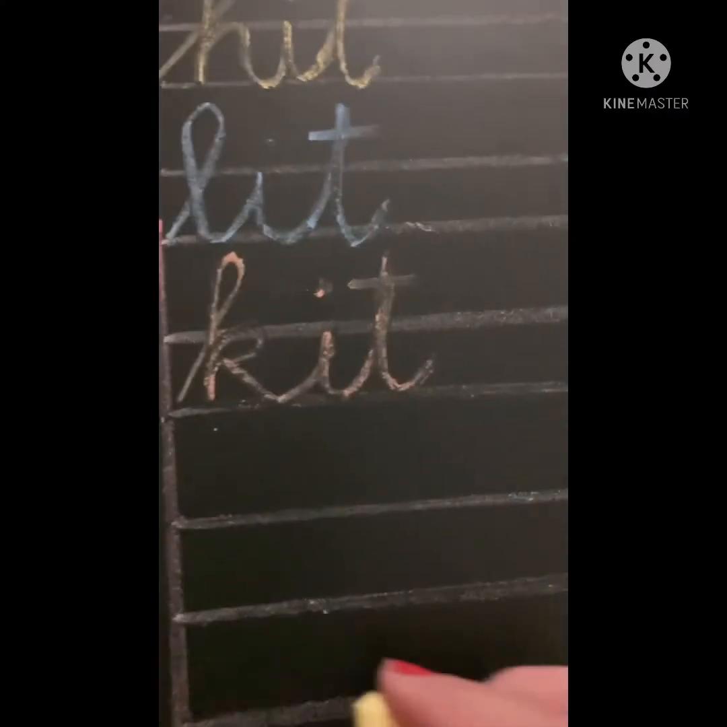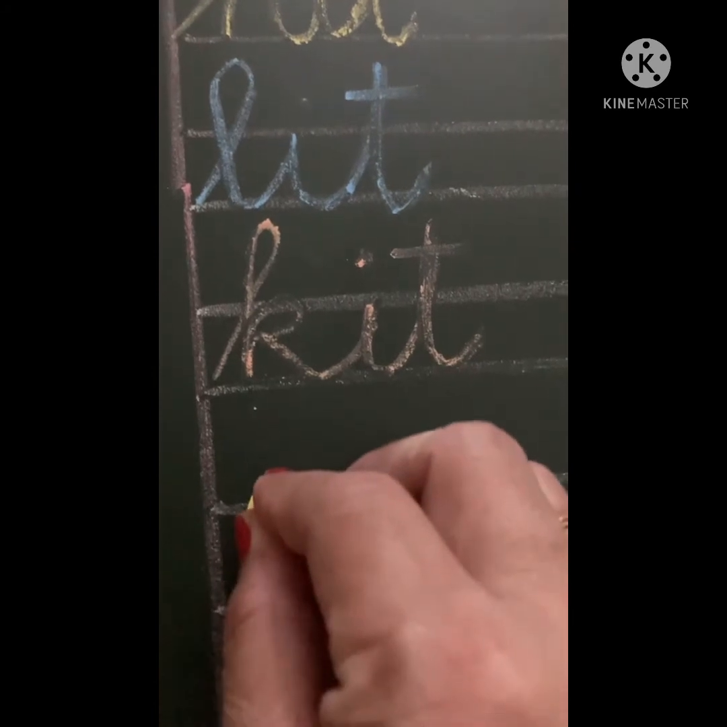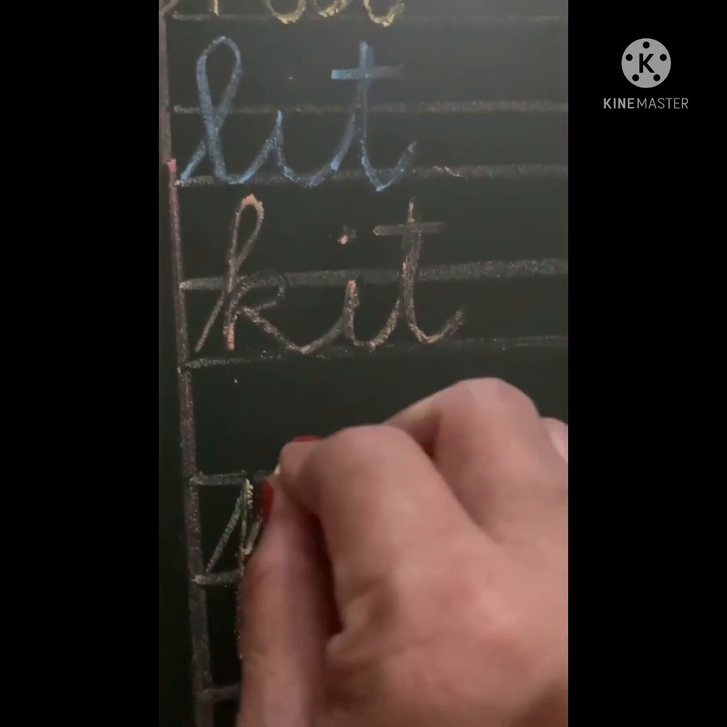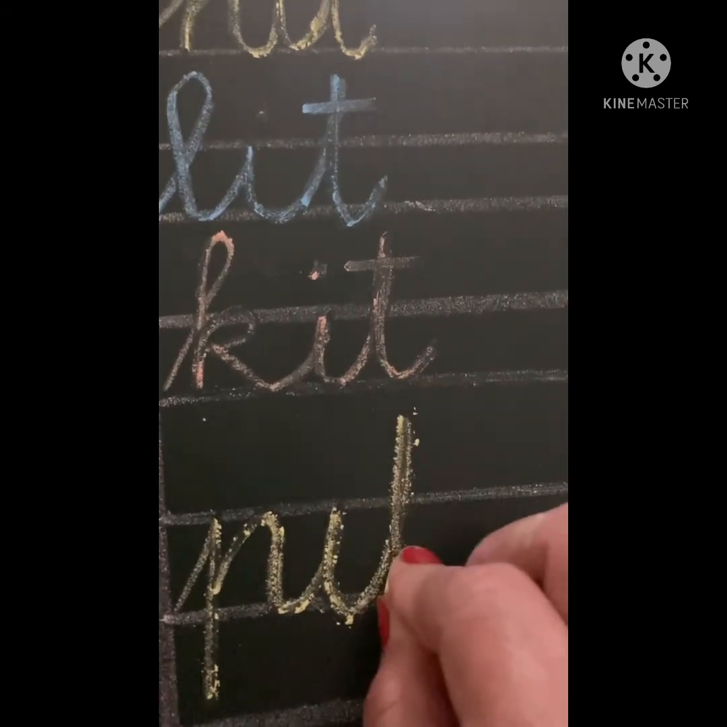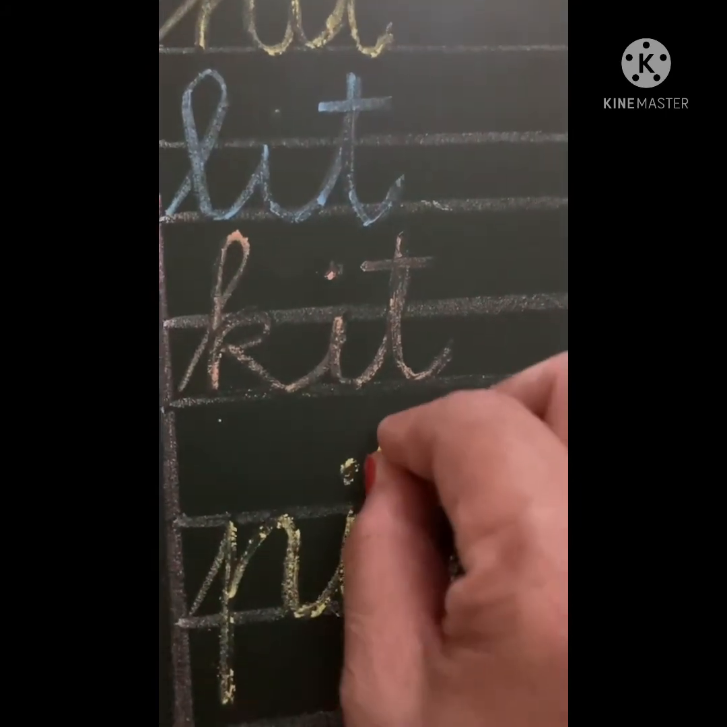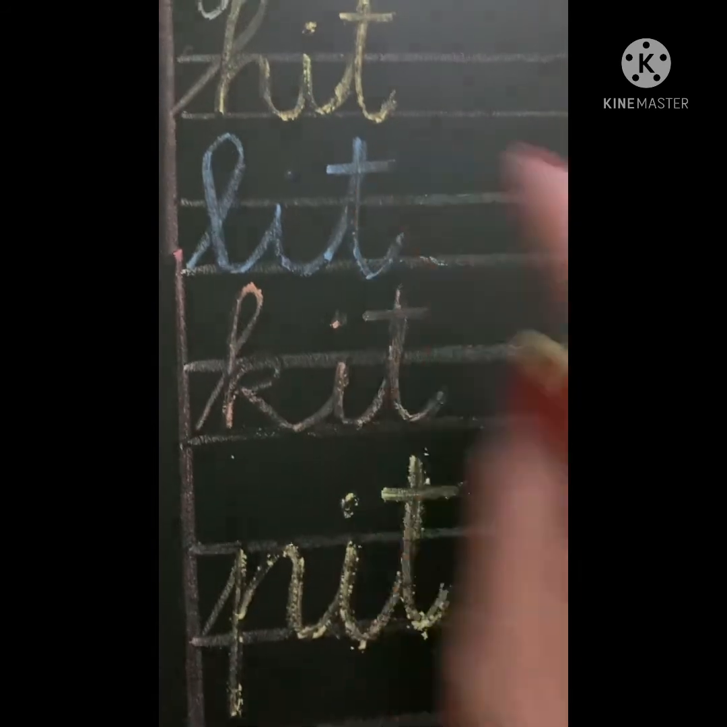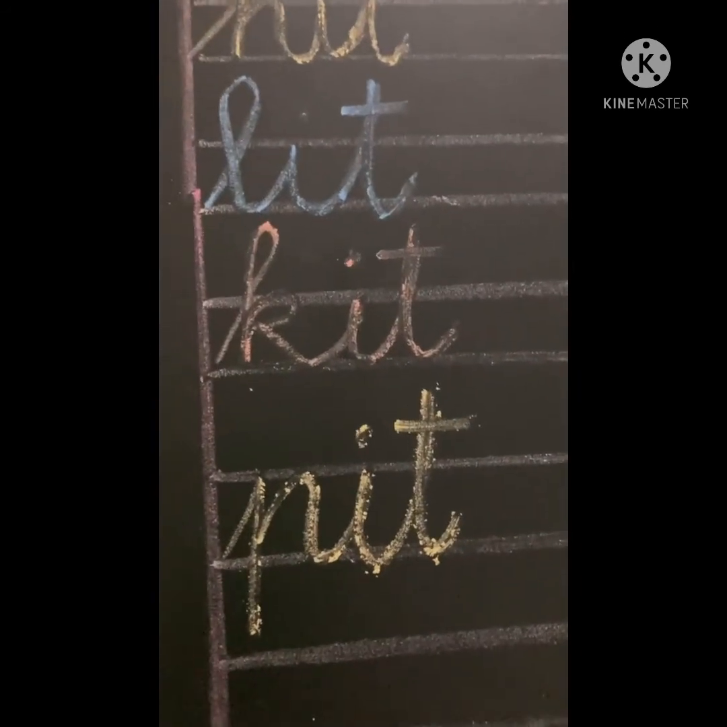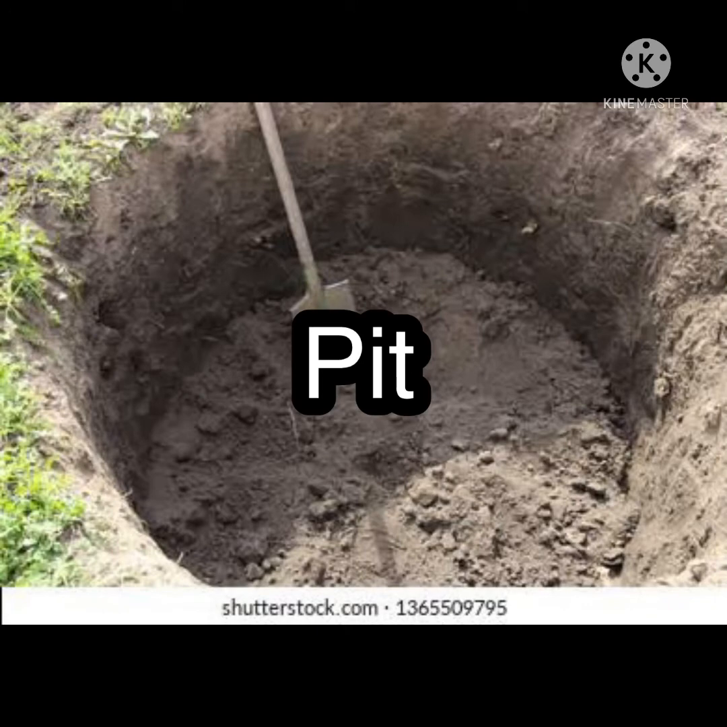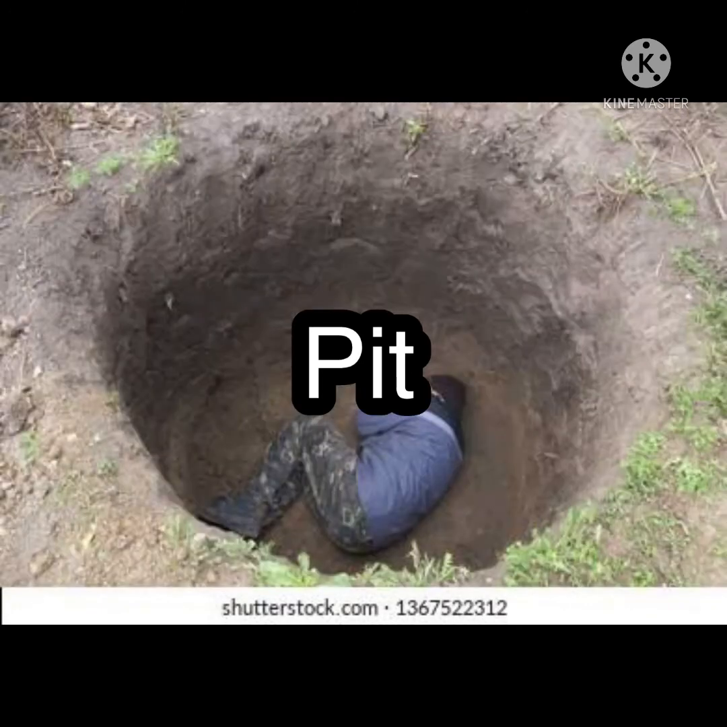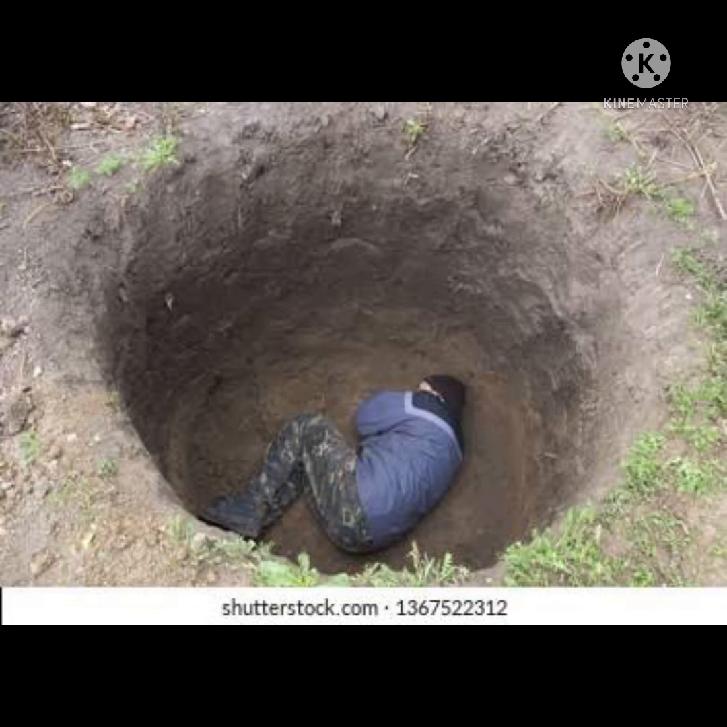And the next word in this family will be starting with the P sound. Make proper formation of P, I, and T. You must put the dot on the I. P, it, pit. This is the picture of a pit. A man is sleeping in the pit.